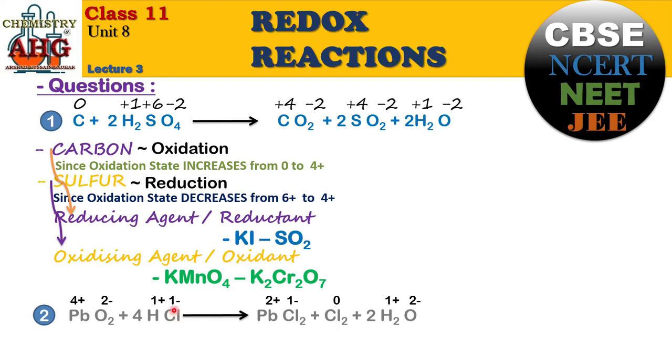Chlorine, its oxidation state is -1 before the reaction. After the reaction, its oxidation state has become 0. There is an increase from -1 to 0. Increase in oxidation state is known as oxidation. So chlorine has been oxidized, Pb has been reduced. Pb is the oxidizing agent, chlorine is the reducing agent.